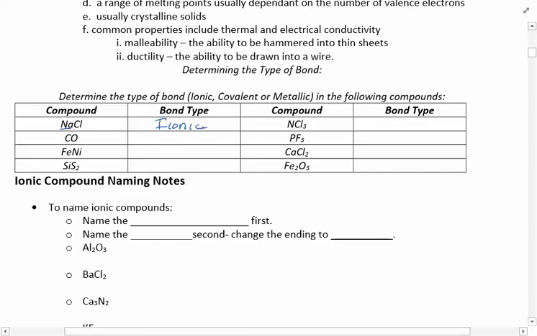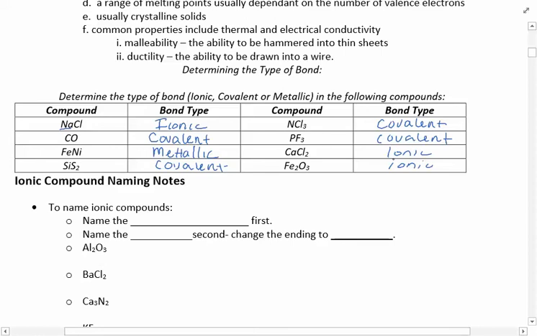C and O are both nonmetals on the periodic table, so that indicates this is covalent. Fe and I, these are both metals, so this would be a metallic bond. Si, S2, these are nonmetals. This is going to be covalent. Covalent. What we're really looking for are the types of substances we have, and then the last two are going to be ionic.